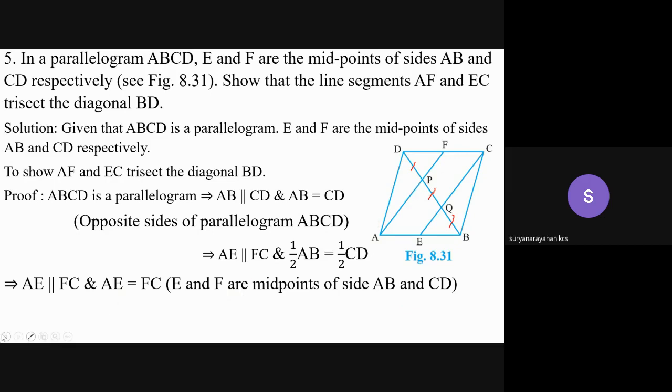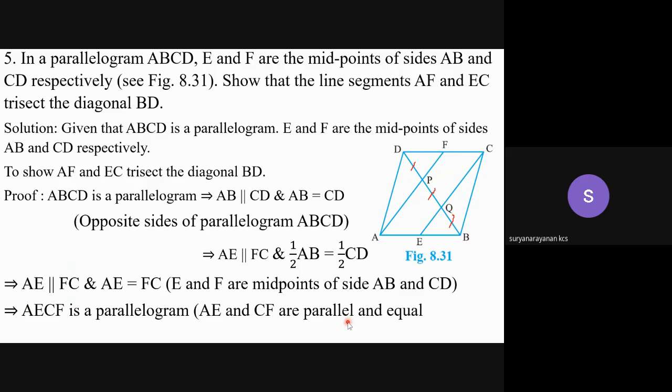Okay, my children. Understood this point? Right. This implies AECF is a parallelogram, because AE and CF are parallel lines and they are equal to each other. Okay, my children? Understood this point? Right.